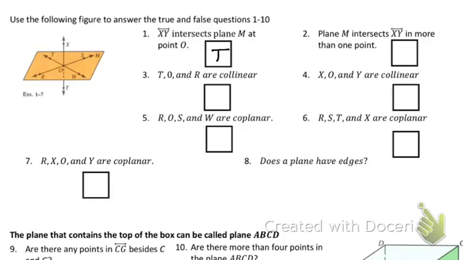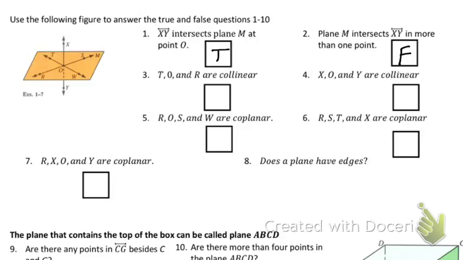All right, I don't think we need to do all of these, but let's just continue as far as we can. Plane M intersects XY in more than one point. True or false? False. Why? Because it's just going to that one point in the middle. Even though it's dashed, we know that's actually through, right? There's only one overlap point.